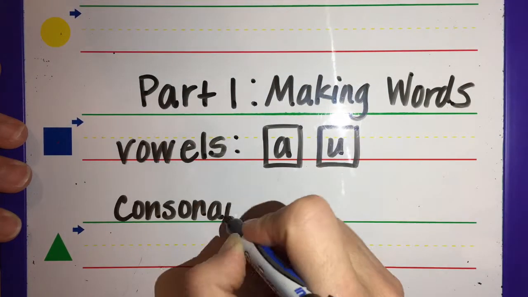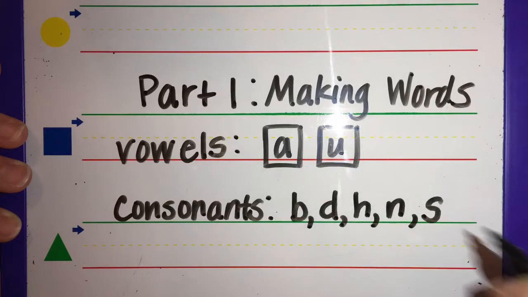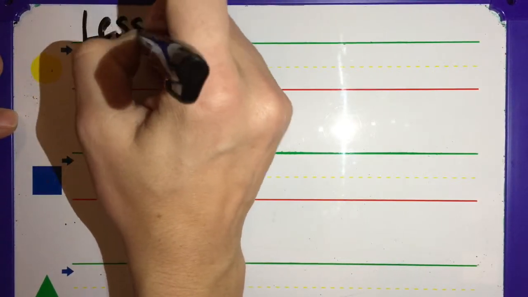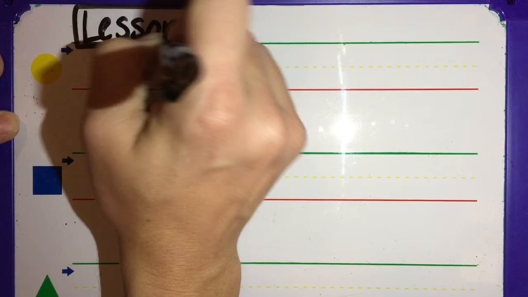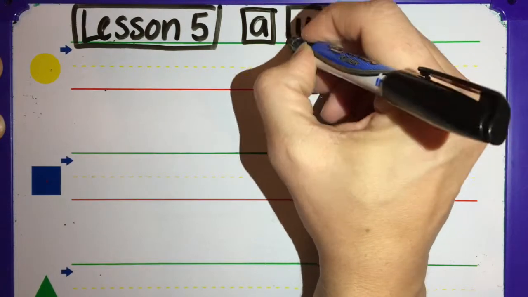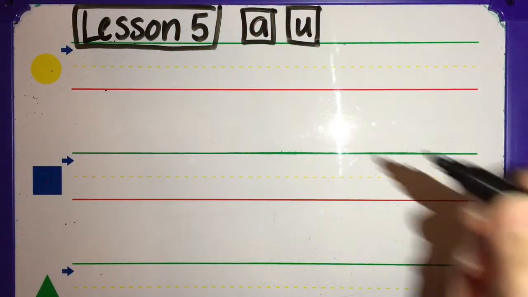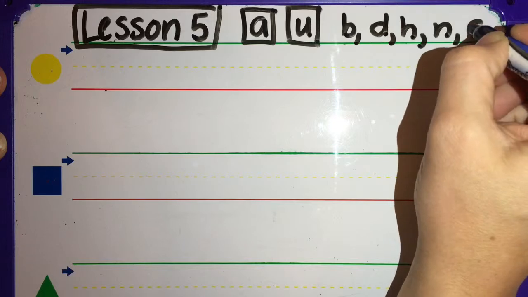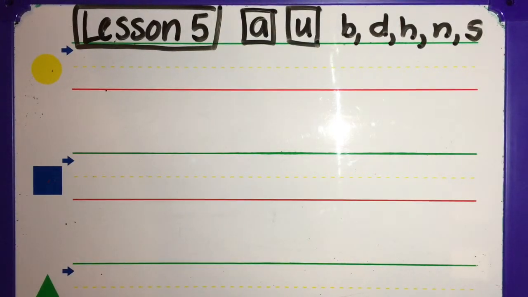Part 1, Making Words. Vowels A and U, and consonants B, D, H, N, and S. Okay, students, welcome. Lesson 5. Okay, vowels today are A like apple, and U like umbrella. Our consonants in alphabetical order are B, D, H, N, and S. Go ahead and write these on your whiteboard. Remember, everything I do on my whiteboard, you should be doing on your whiteboard.